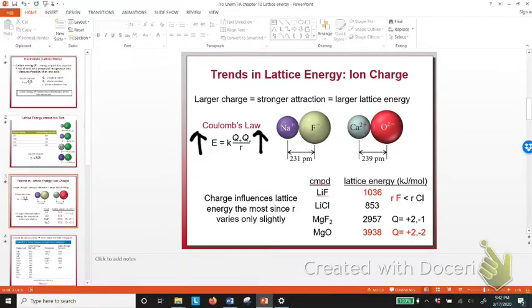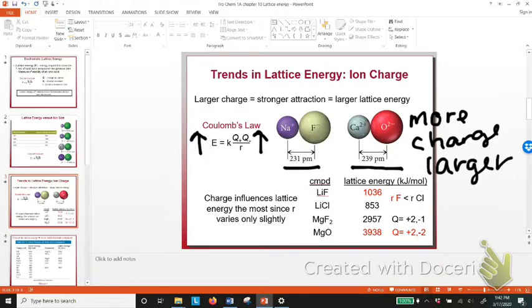If we look at these 2 examples shown here, we have sodium combined with the fluoride ion and calcium combined with the oxide ion. You can see that the radius is approximately the same for this example. But what's different is that sodium and fluoride have a +1 and a -1 charge, and calcium and oxygen have a +2 and a -2 charge. So the calcium and the oxide ion have more charge. That means they're going to have a larger lattice energy, which I'm just going to write as E.